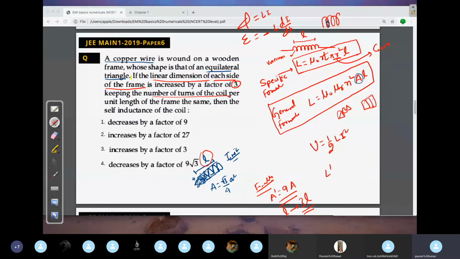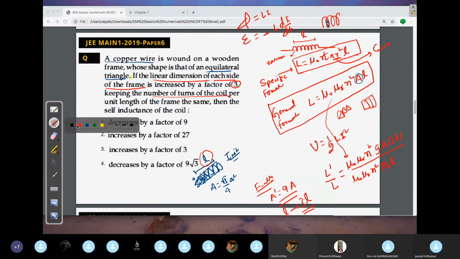So if I ask you L prime by L, what is L prime now? If you use this formula, you write mu naught into mu r, the number of turns remains the same, n square. Area becomes 9 times the initial area, and the length becomes 3 times L. By you will write mu naught mu r n square A into length. You can see what will cancel: this cancels, this cancels, A cancels, and you will get 27. So L prime is 27 times L. It will increase by a factor of 27.